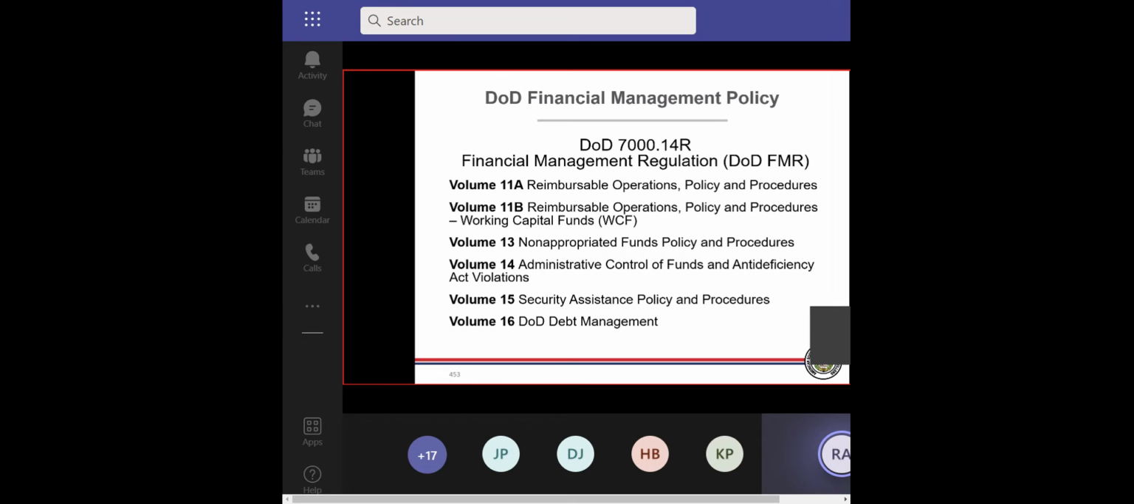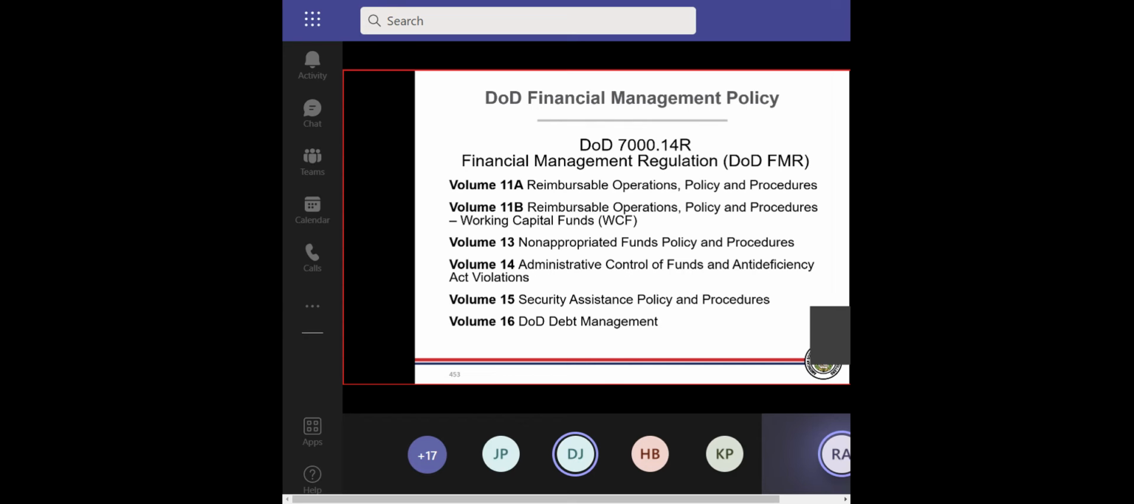Every federal agency will have formal written fund control procedures. That's our formal written fund control procedures, Volume 14. In fact, I mentioned that to you before, that when we're talking about ADAs, how do you follow, how do you investigate if you had an ADA? Who do you report to? When do you report? How do you generate the ADA documentation? That's all in Volume 14.